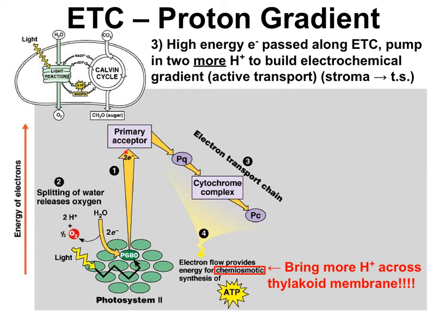The electron gets passed from one carrier to the next in a series of redox reactions. Like the redox reactions we've seen before, a little bit of energy is released with each electron transfer. The energy that's released here is used to bring two protons in from the stroma into the thylakoid space. If you're keeping track, that means we got two protons from water and two other protons from this electron transport chain.